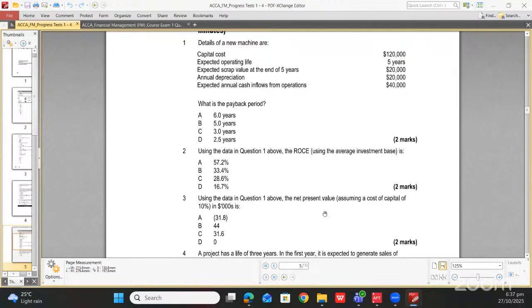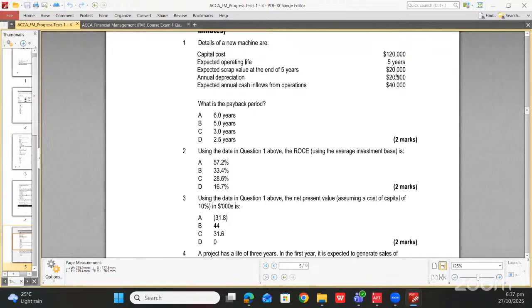All right, so the average profit, let's do the numerator. The average profit is going to be the inflow minus the depreciation, right? So the numerator first. The numerator is going to be 40,000, that's the expected annual cash inflow, minus the annual depreciation of 20. So 40 minus 20 is the numerator, 20,000.